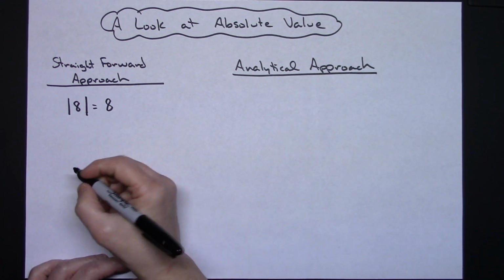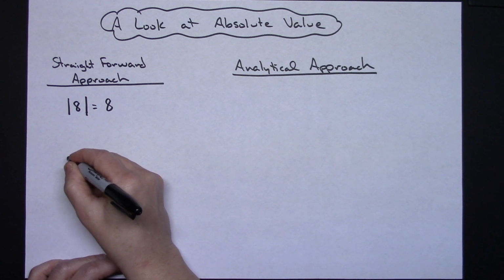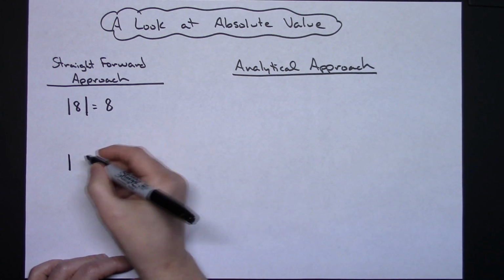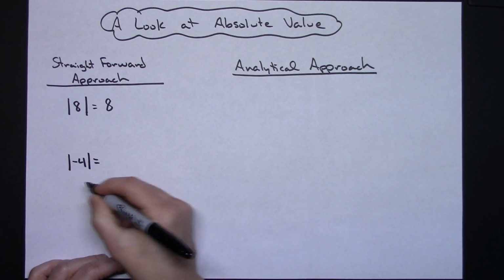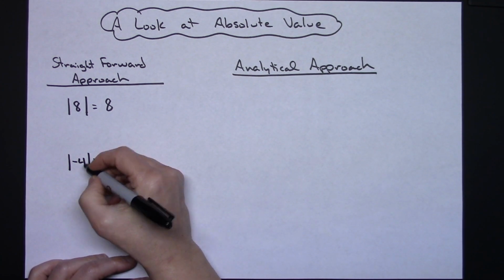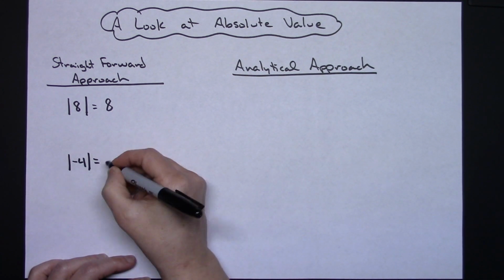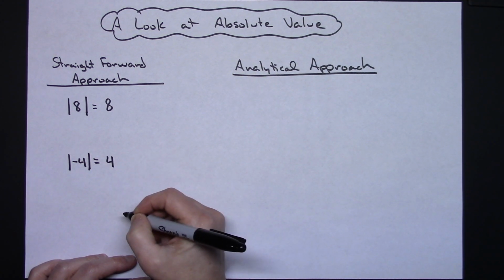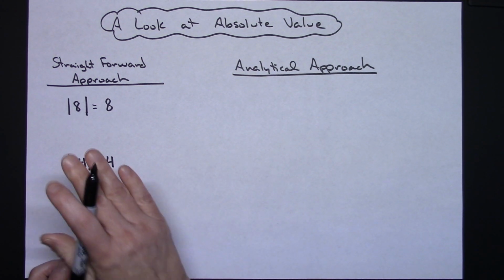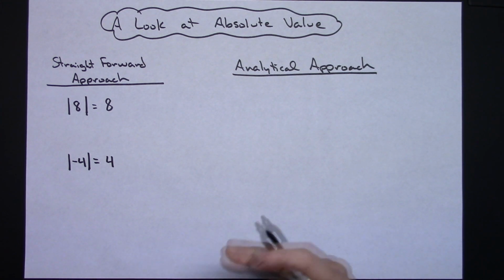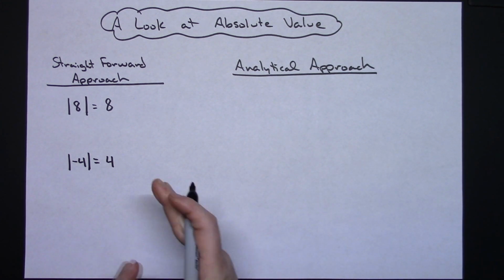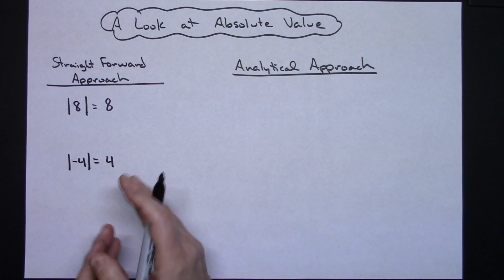Now, your second alternative would be to take the absolute value of a negative number, so let's say the absolute value of -4. Because of what absolute value is, that is again going to result in a positive 4. For right now, we're just going to go with that. We've only got two scenarios, and it's a straightforward example because you have a single number inside those absolute value bars.